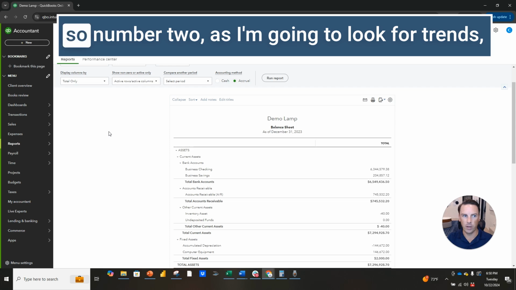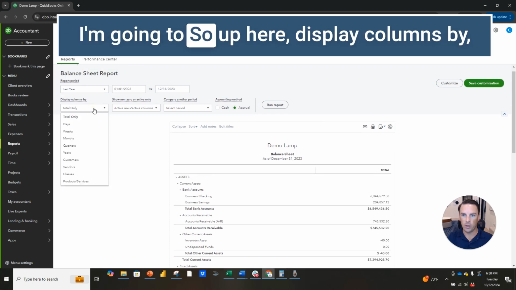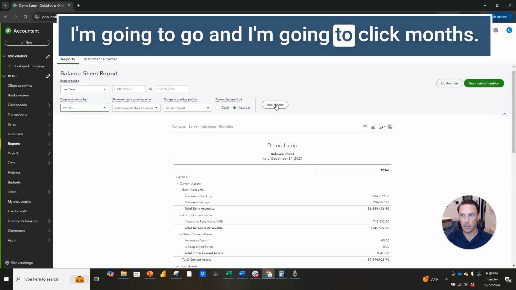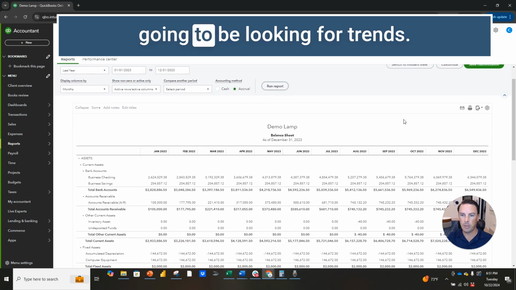The next thing I'm going to look at, so number 2, is trends. Up here, under display columns by, I'm going to click months, and I'm going to run my report, and I'm going to be looking for trends.